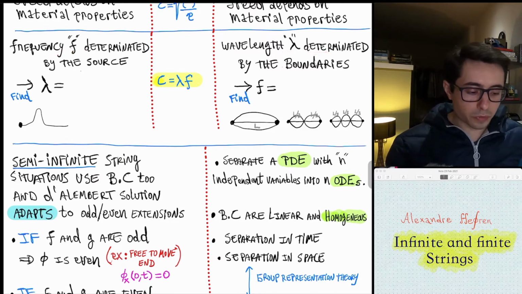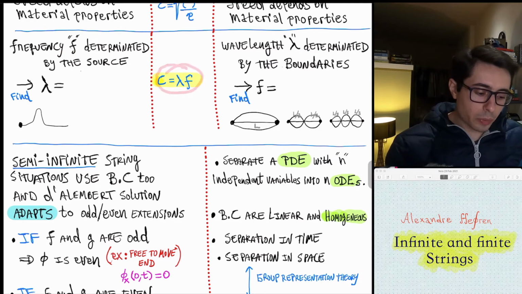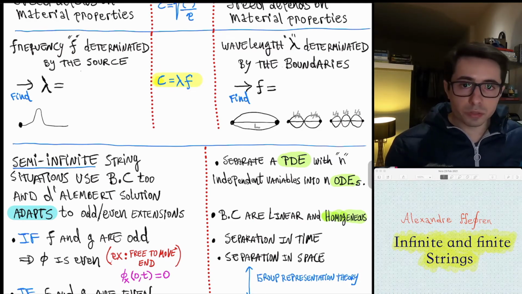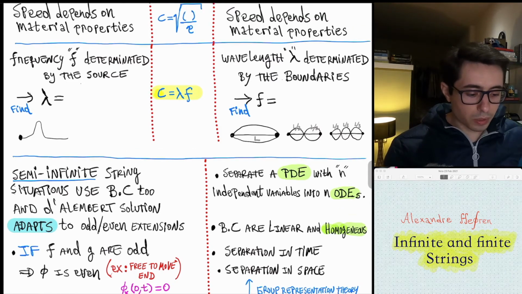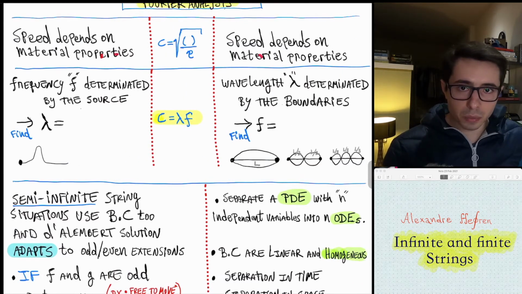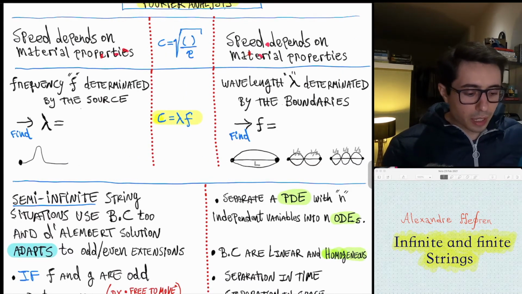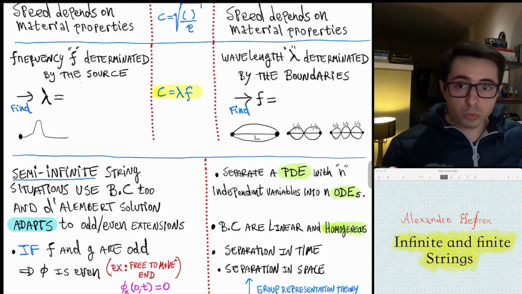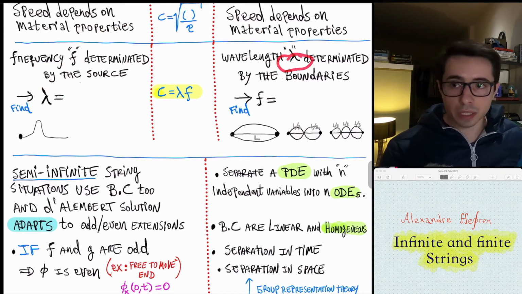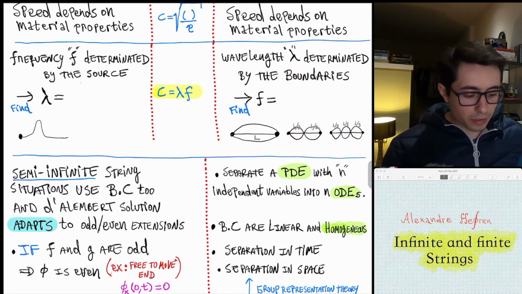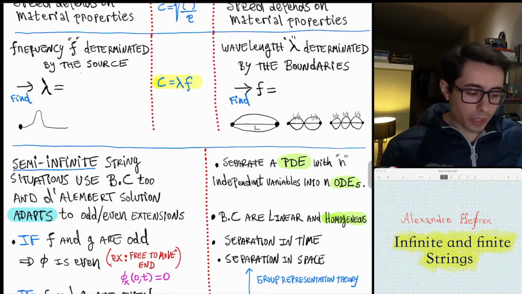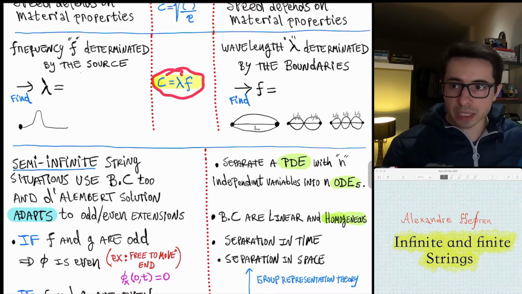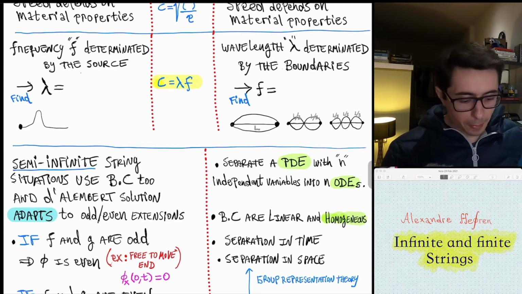However, because of this relation, namely how we relate frequency and wavelength to the speed, and the speed only depends on the properties of the material of the string, here from the frequency we can find the wavelength. Here from the wavelength we can find the frequency. And they are both related because of that key relation, which is the speed of the wave propagation.